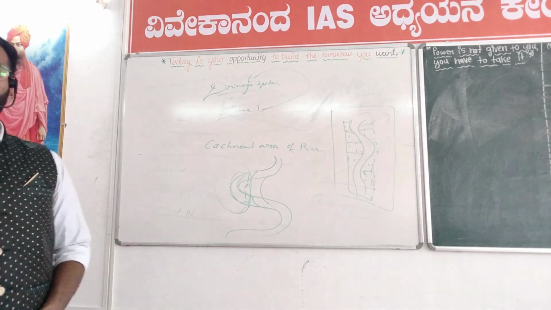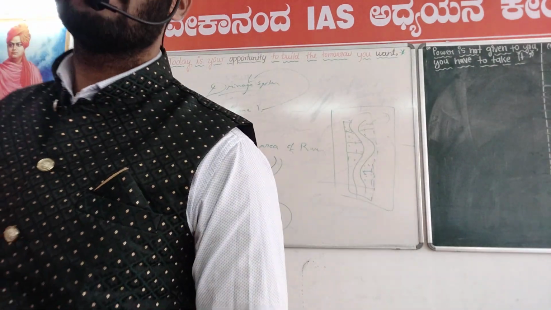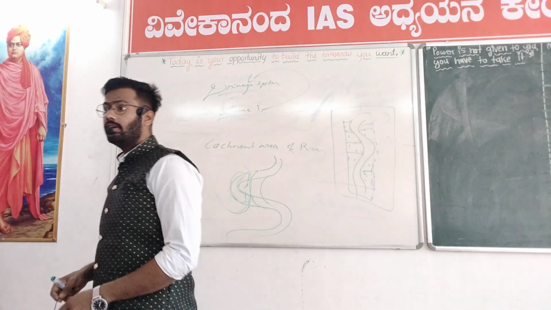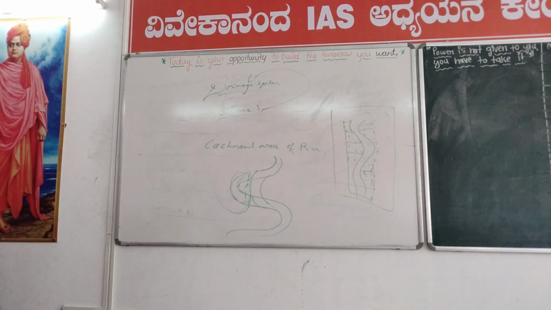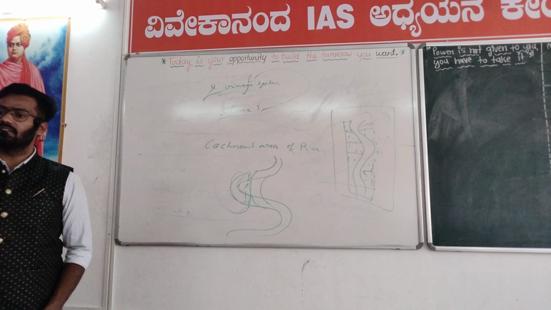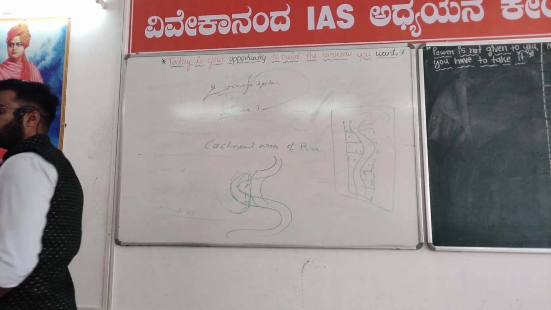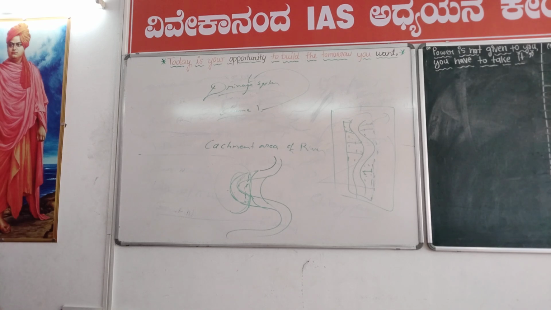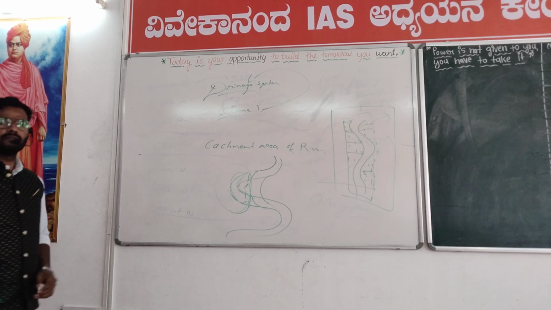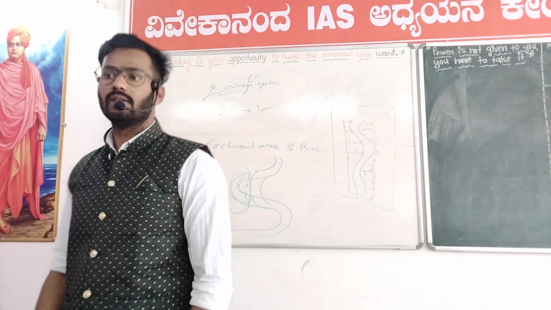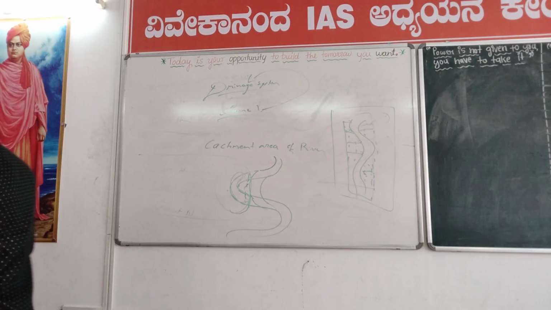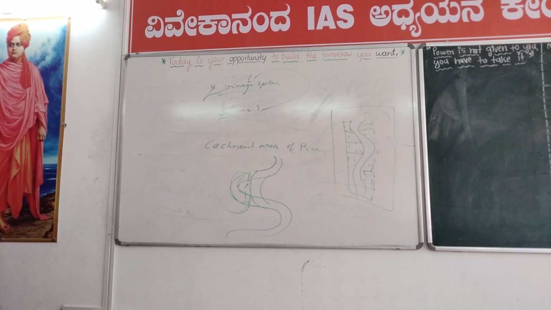Which river is the oldest, the peninsular river or the Himalayan river? The Himalayan river is oldest, right? We call it an antecedent river. Antecedent river means ancient river, age-old river, like Brahmaputra, Ganga, Yamuna. These are the antecedent rivers. Older rivers means rivers that are older than the Himalaya. Yes? These are the rivers older than Himalaya.